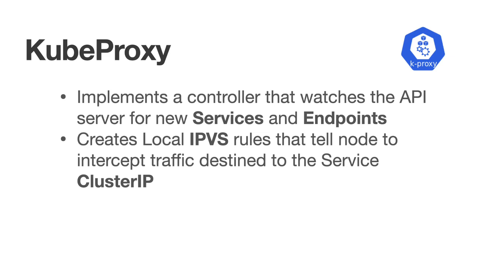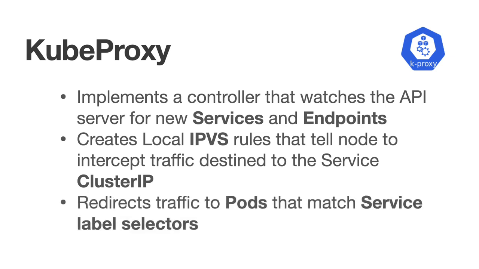Now I'm going to leave a link where you can learn more about this, because this is more on the network side of things. Under the description of this video, you can find a link to a page that teaches you more about IPVS. What it does is redirect traffic to pods that match the service label selector. And to be honest, this is the main role of kube-proxy.